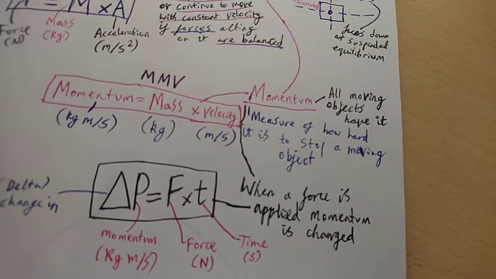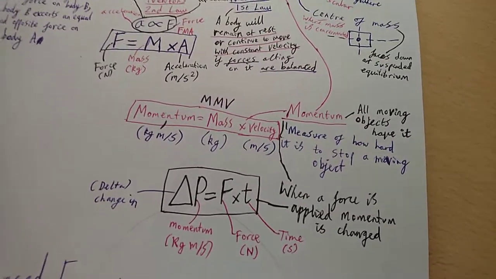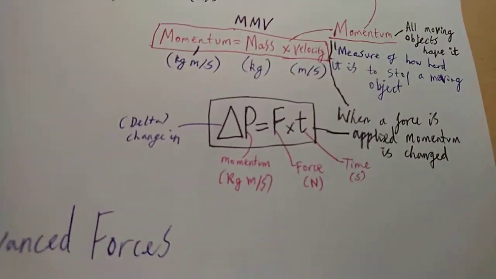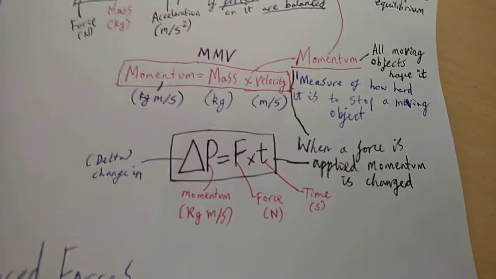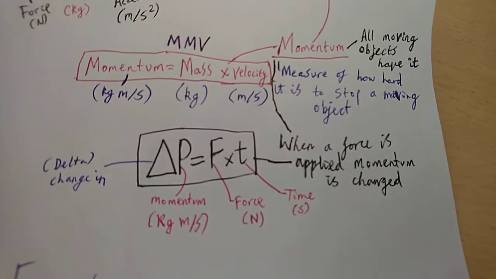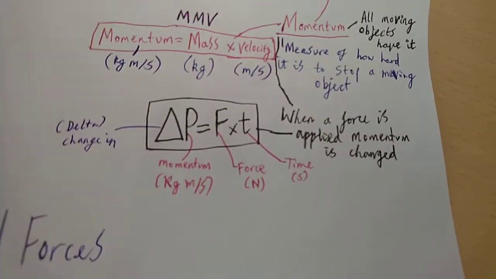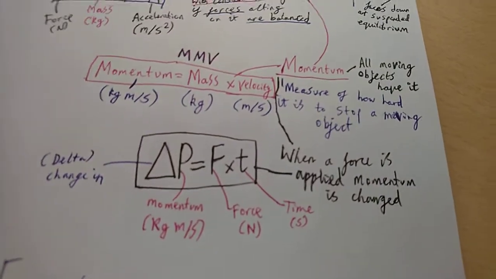So when a force is applied, momentum is changed. So this delta symbol basically means the change in. Delta is D in the Greek alphabet, if you wanted to know. Pretty sure gamma's also in that, and lots of other things, alpha, beta. Momentum, the p here stands for momentum, so it's a change in momentum equals force times time.